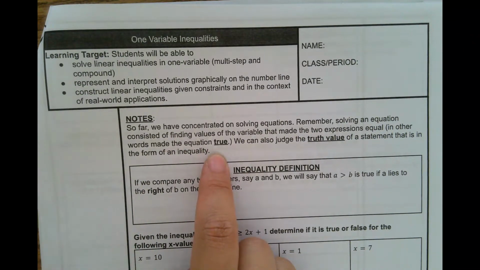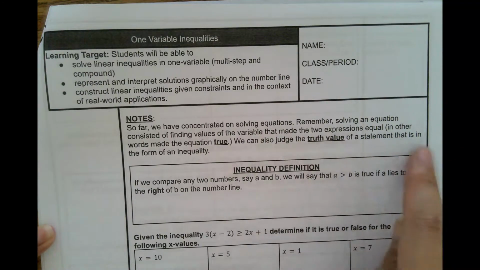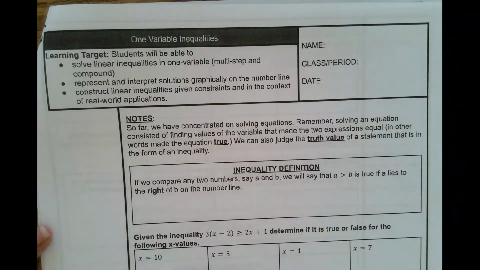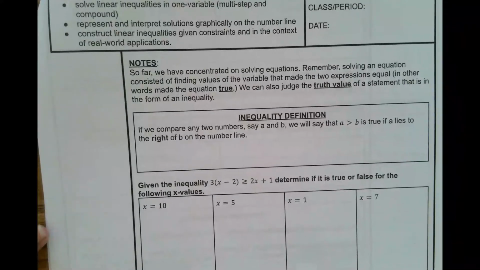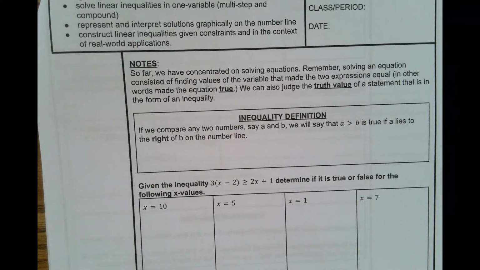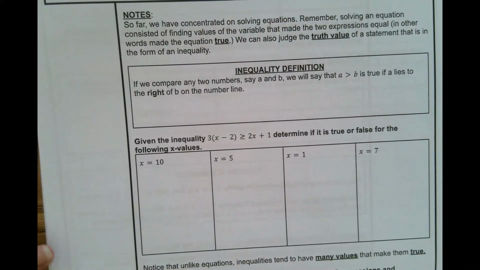In the same way, we can also judge the truth value, whether something is true or false, of a statement that is in the form of an inequality. The difference is that instead of an equal sign, we will either have a less than sign or a greater than sign. So this is the definition of an inequality.